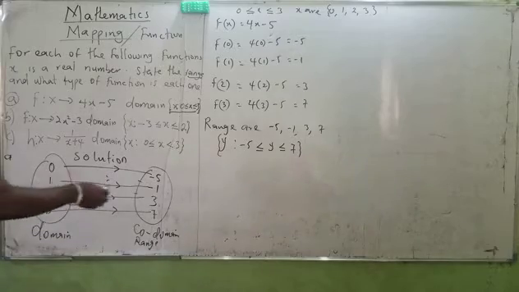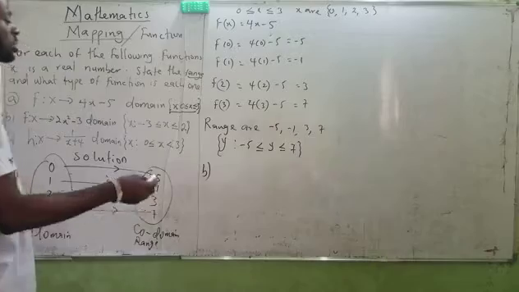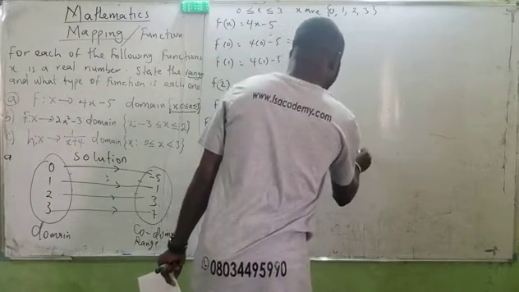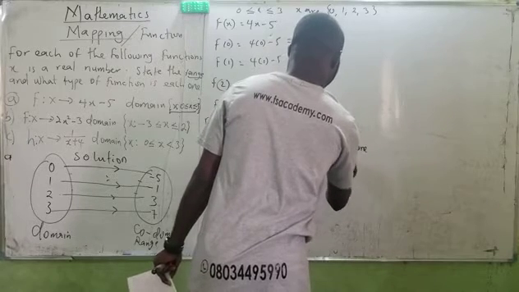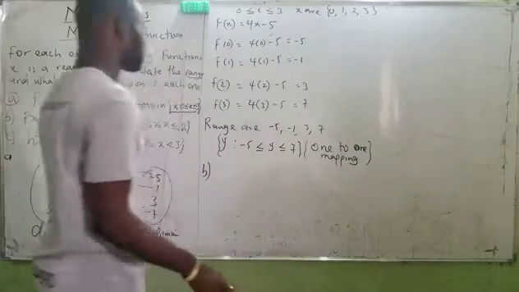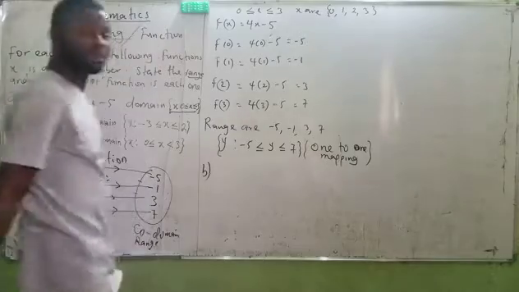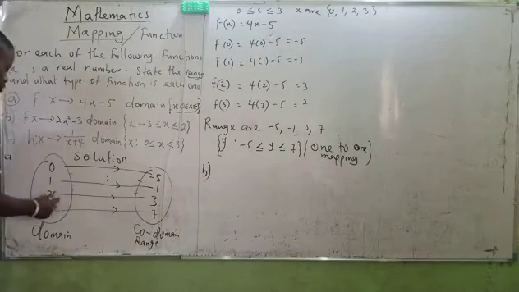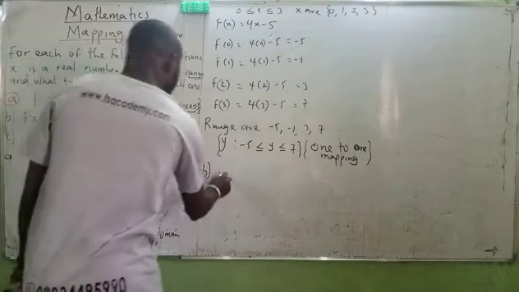And the second one, which is number b. Now we are to talk about the type of function. This is a one-to-one mapping. That is the type of function. This is the range, because 0 maps to this, 1 maps to this, 2 maps to this, and this. That is all. Now let's talk about the second one, which is number b.